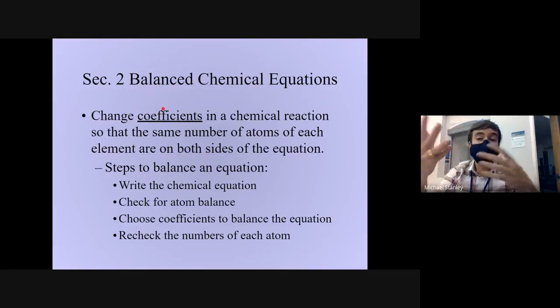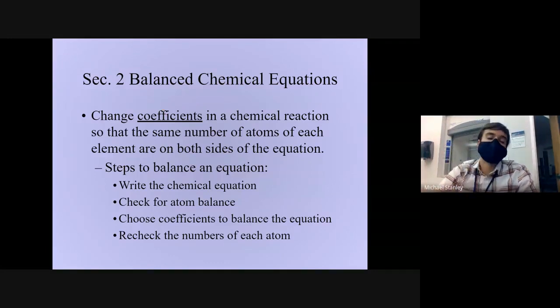So like I said, the goal that we're going to be trying to accomplish today is making what are called balanced chemical equations. Meaning that we're going to shuffle around our coefficients, those big numbers at the front of the molecules, so that the number of atoms of each element are the same number on both sides of the equation.